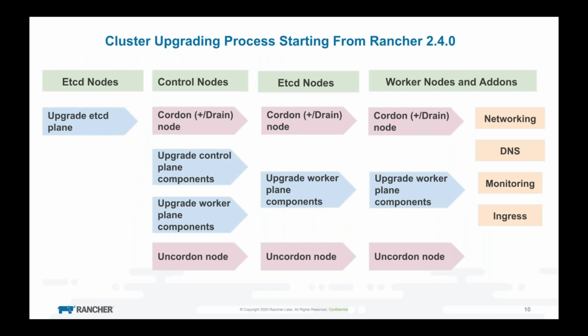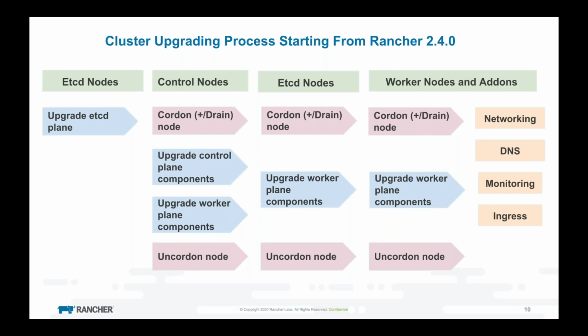So this is the cluster upgrade process starting from Rancher 2.4 onwards. We first start with the etcd plane on etcd nodes. It again happens one at a time, followed by the control plane nodes, where we cordon and optionally drain the node. Then we upgrade the control plane components on these nodes, followed by the worker components, and then we uncordon the node. After that, we upgrade the worker plane on etcd nodes and on worker nodes.